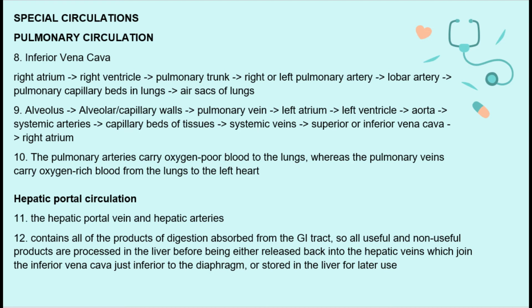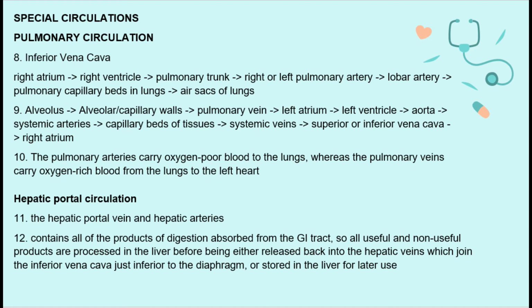In number 9, trace the pathway of an oxygen gas molecule from an alveolus of the lung to the right atrium of the heart. So from the alveolus to the right atrium: first, the alveolar capillary walls, passes through the pulmonary vein, through the left atrium, through the left ventricle, to aorta, to systemic arteries, to capillary beds of tissues, to systemic veins, to superior or inferior vena cava.